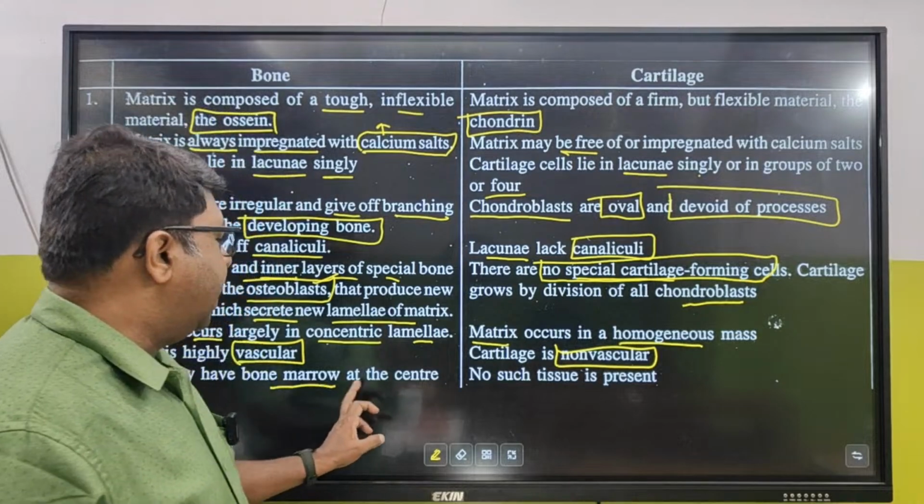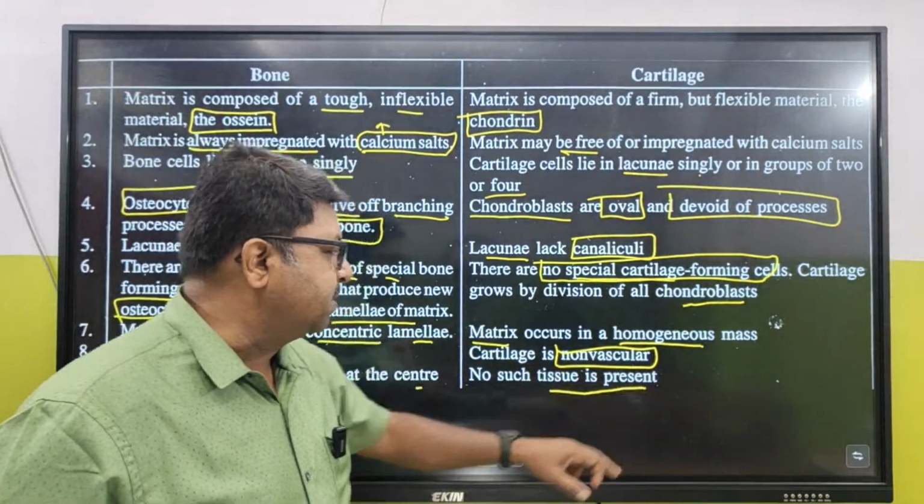Bone may have bone marrow at the center. In cartilage, no such tissue is present.